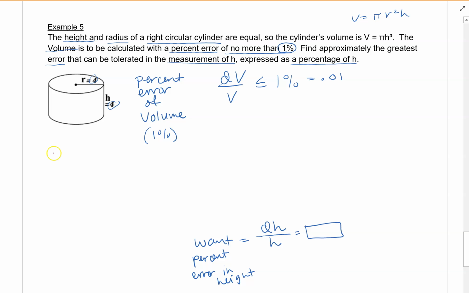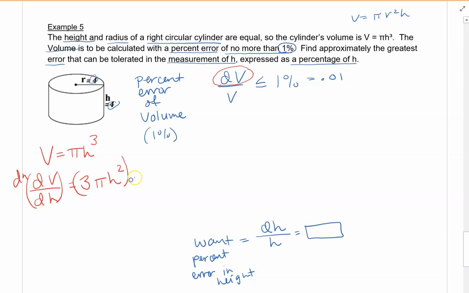First, I'm going to do some side work over here. We take our volume, which is pi h cubed, and start by finding dV. The derivative of volume with respect to height, dV dH, is equal to 3 times pi times h squared. Then I multiply by the differential of h on the other side. So my propagated error of volume is 3 pi h squared times my measured error in height.